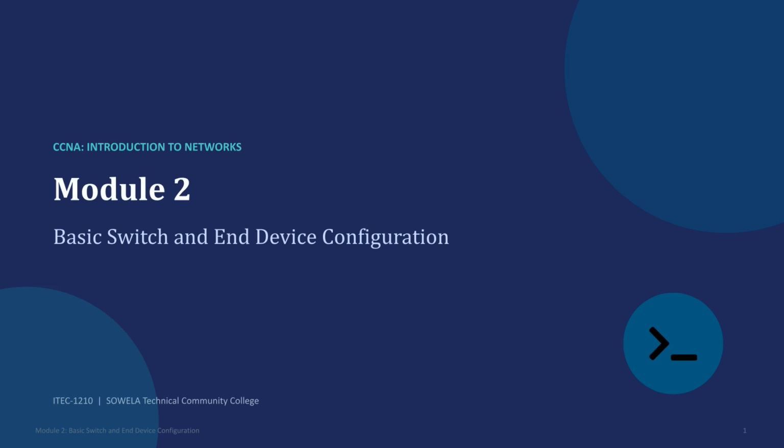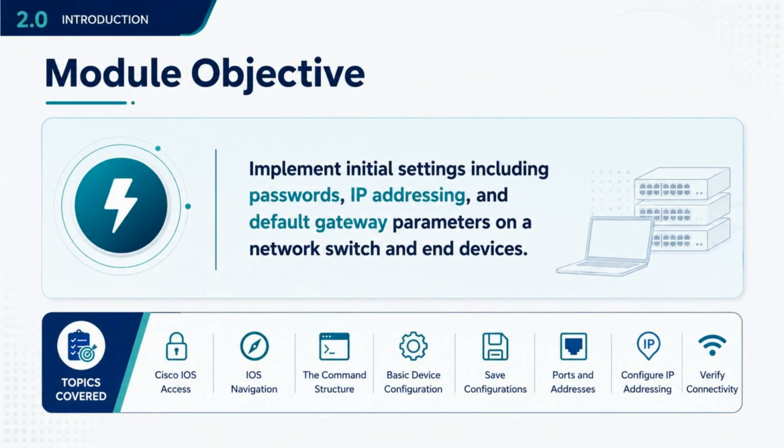Welcome to Module 2, Basic Switch and End Device Configuration. This is where the course goes hands-on. Everything from here builds on Packet Tracer or real hardware. Set expectations. Today is about getting comfortable typing commands, not memorizing every option yet. One objective: implement initial settings including passwords, IP addressing, and default gateway on a switch and end devices.